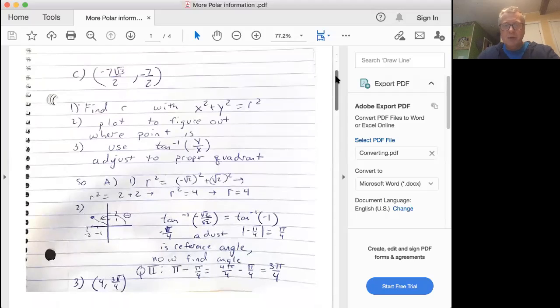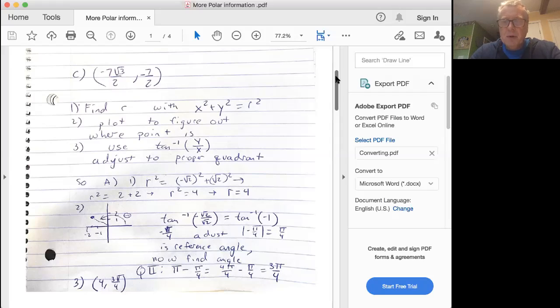Okay, so the first thing we always do is we find r. Now remember, x squared plus y squared equals r squared. Why? Well, because x is equal to r cosine theta, so that'd be r squared cosine squared, and y is equal to r sine theta, so y squared is equal to r squared sine squared theta. And so if we factor the r squared out, we'd have x squared plus y squared, which gives us an r squared. We plot this out, that'd be step 2, and then we use the tangent inverse and adjust the proper quadrant using the reference angle.